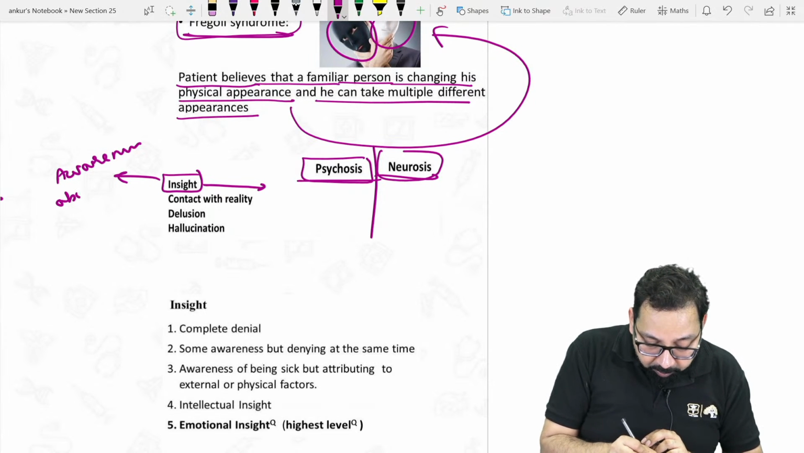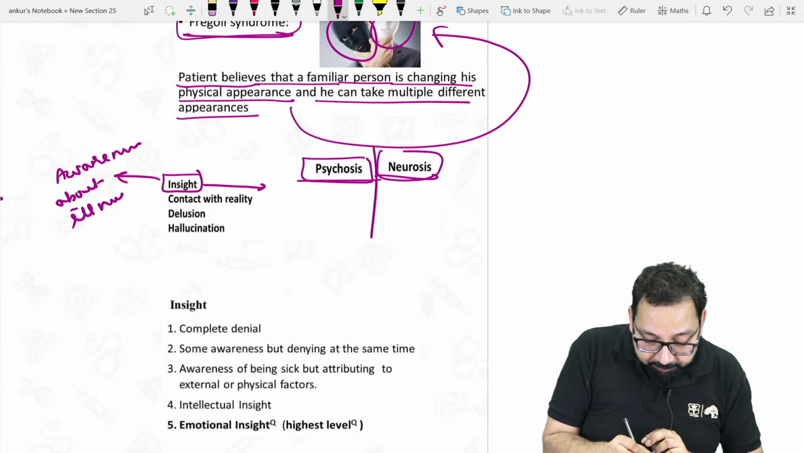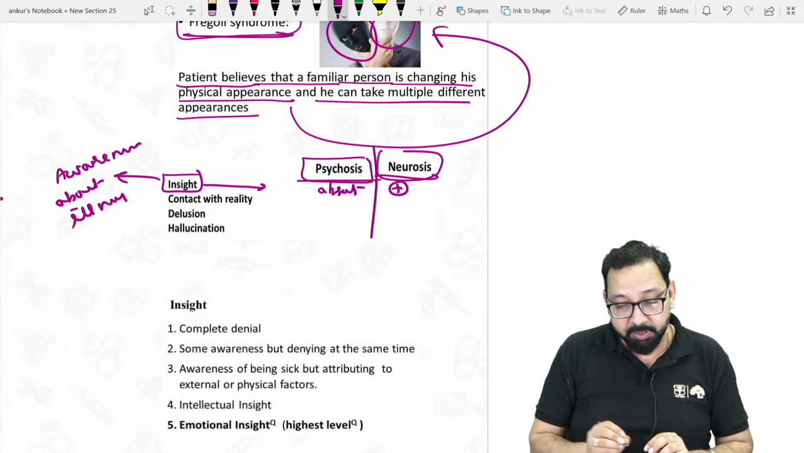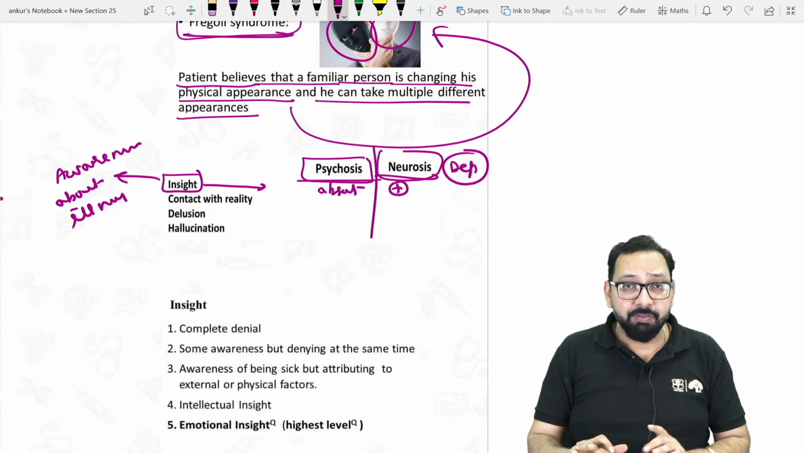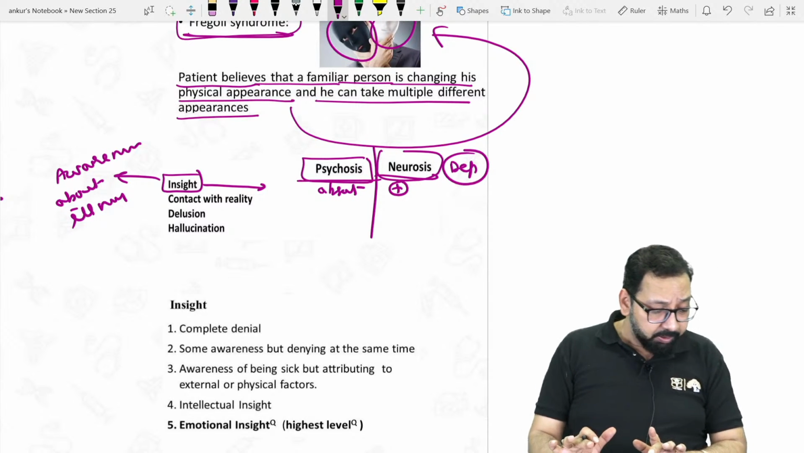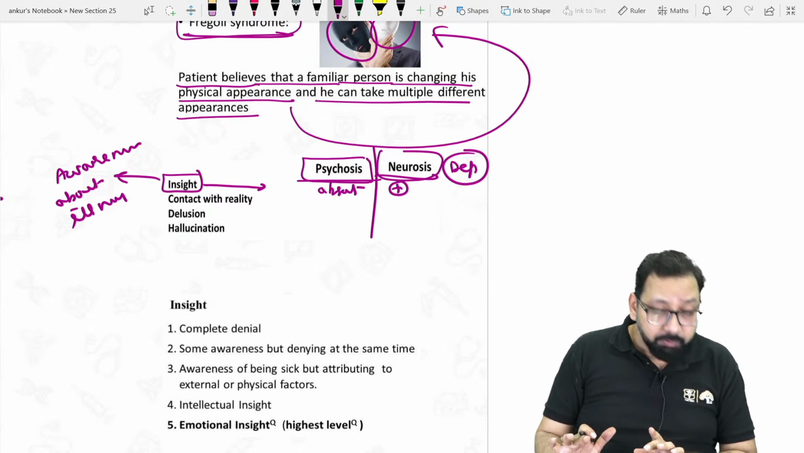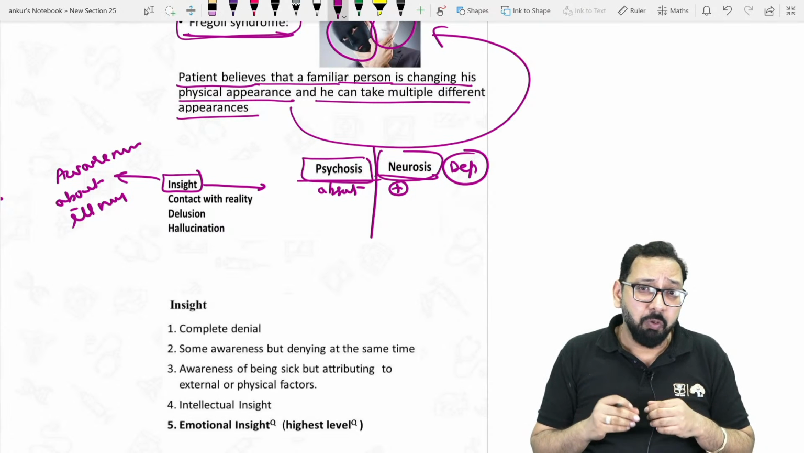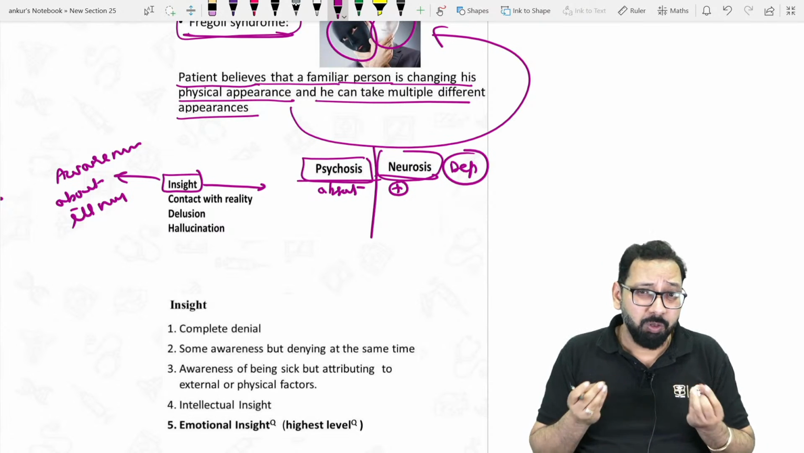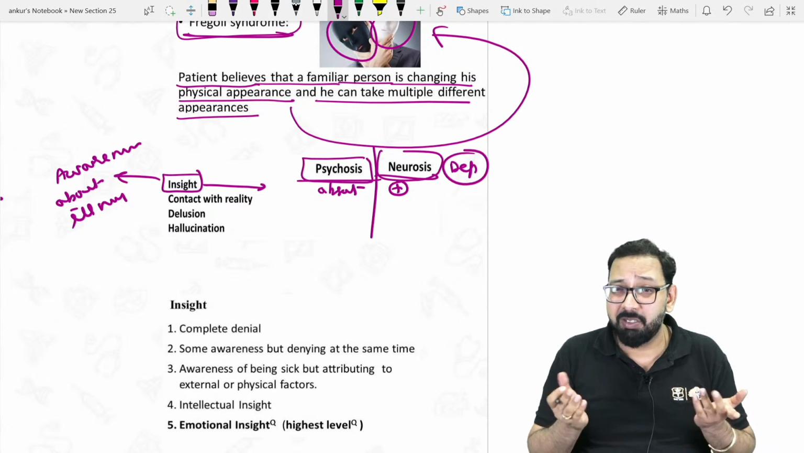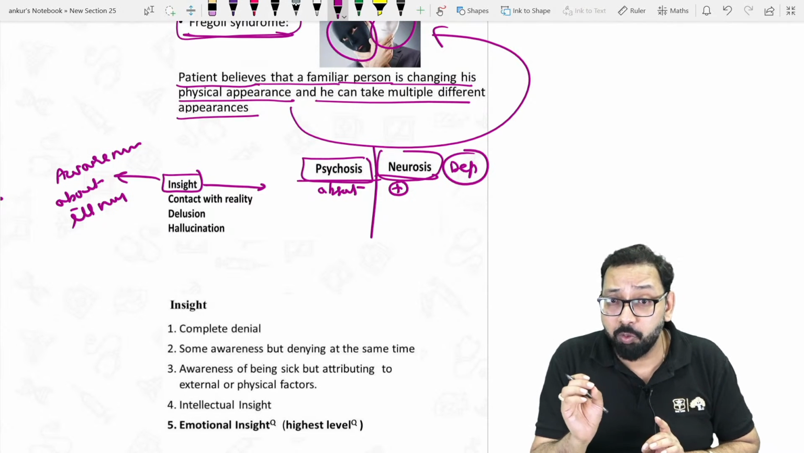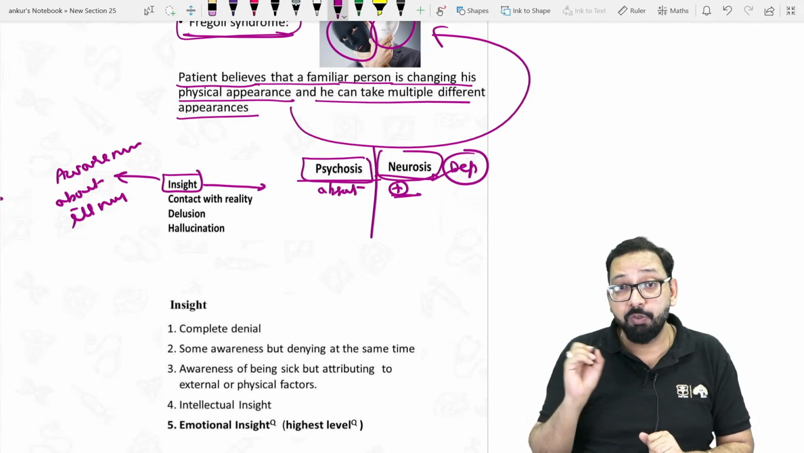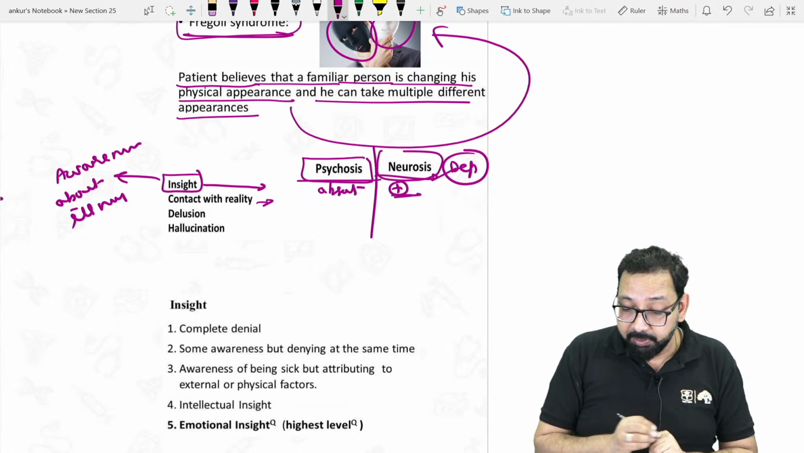It means insight is awareness about illness. In psychosis it is absent, in neurosis it is present. A depression patient will come, this is a favorite question of MCI. A depressive patient would come and say, Doctor, I am sad, I am not feeling well, I have no interest in daily activity, I am not able to sleep, I am not able to eat properly, please treat me. It means he is aware about his illness, insight is present. Neurosis, depression is neurosis.